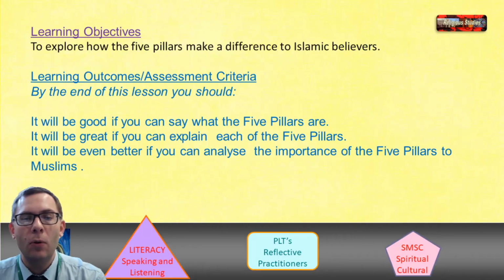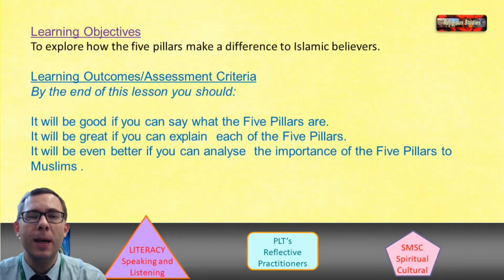Okay, so what we've done today then is we've explored how the 5 pillars make a difference to Islamic believers today, or Muslims. We said it'd be good if we could say what the 5 pillars are. It's going to be great if we can explain each of the 5 pillars, and we're going to look at those in a bit more depth over the next few lessons. And even better if we can analyse the importance of the 5 pillars to Muslims as well. And it brings us to our final activity.